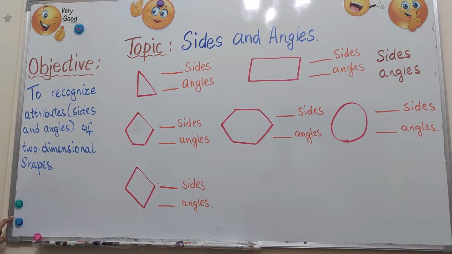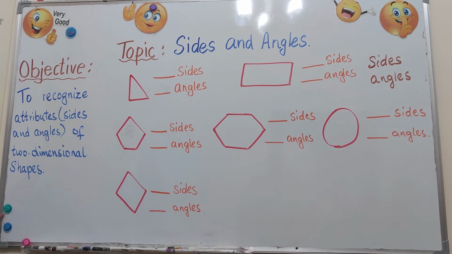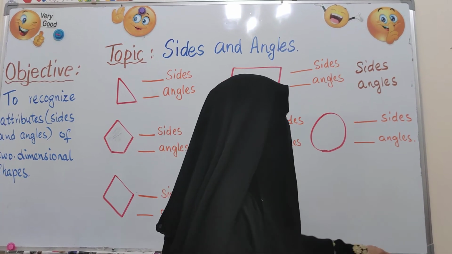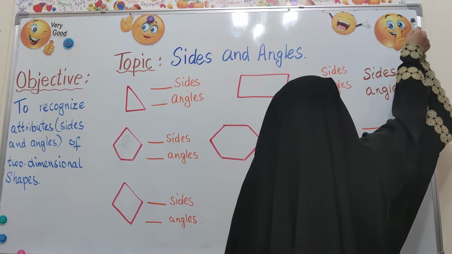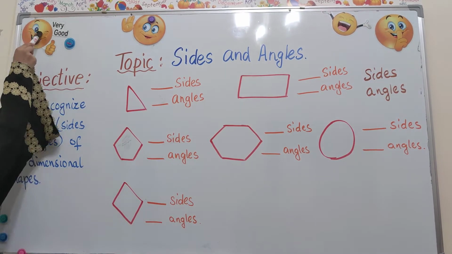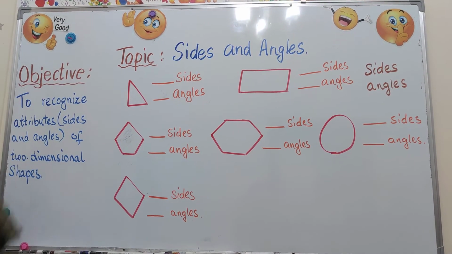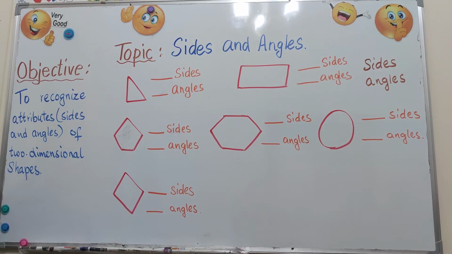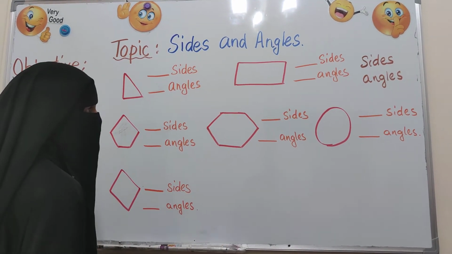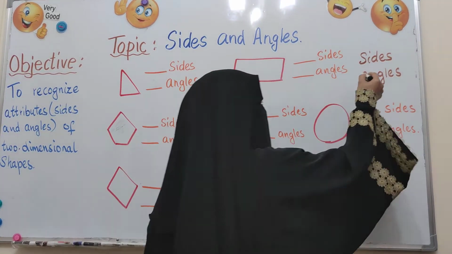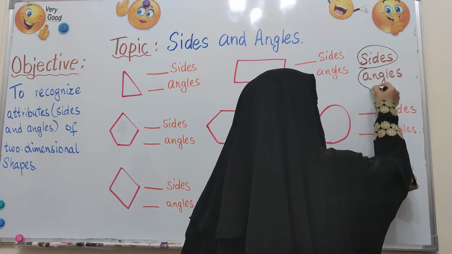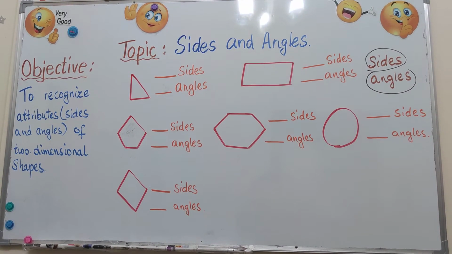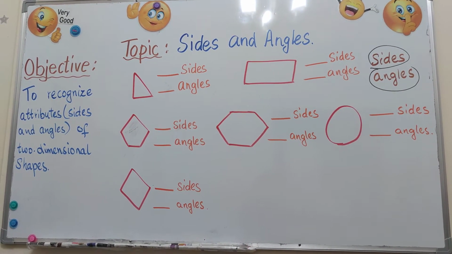So I have how many angles for the board? I have 1, 2, 3 and 4. These are called angles, and the lines which are making them are called sides. So this is your new vocabulary, sides and angles. Now let's find out the angles and sides for some shapes.